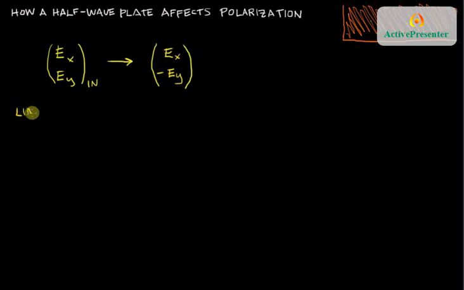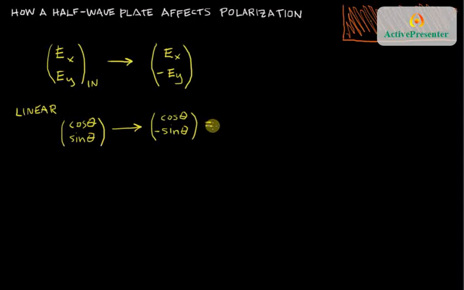So in the linear case, as we've been doing here so far, if I had, as we've said, a cos theta sine theta state on the way in, that's linear. We have a cos theta, minus sine theta state on the way out, which can be thought of as a linear state oriented at the angle of minus theta. So just to say that one more time.